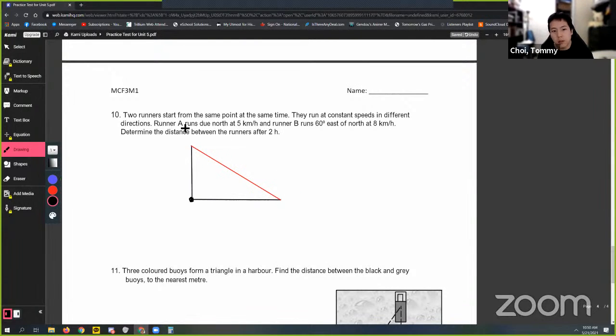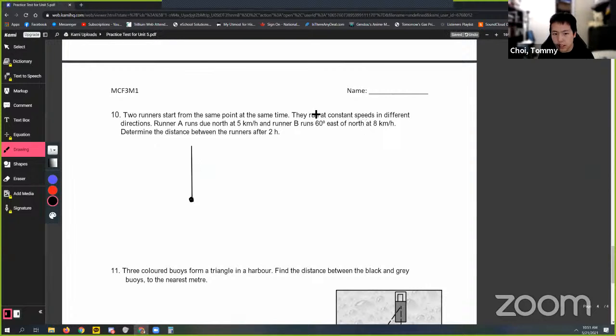Okay. Runner A runs north, 5 kilometers per hour, runs 60 degrees east of north. Oh, sorry. I read the question wrong. I apologize. 60 degrees east of north is the answer. So does anyone know what that means? 60 degrees east of north? I just completely misread the question the first time.